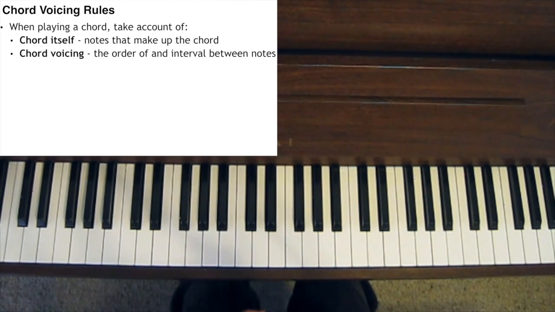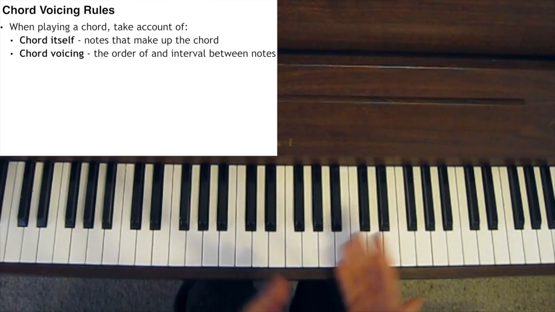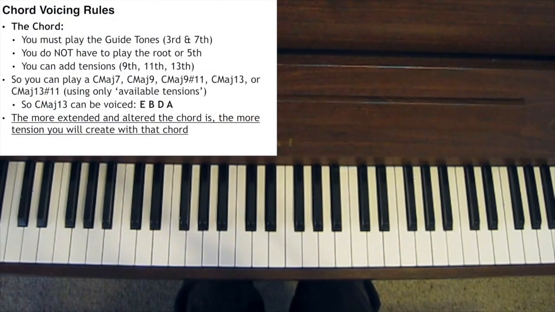So when playing a chord, there are really only two things you need to take account of. The chord itself, that is, the notes that make up the chord, and the chord voicing, that is, the order in which you play the notes and the intervals between the notes. Now, the first aspect is easy enough.